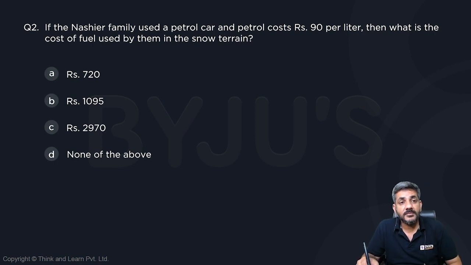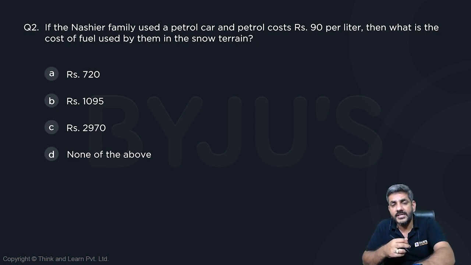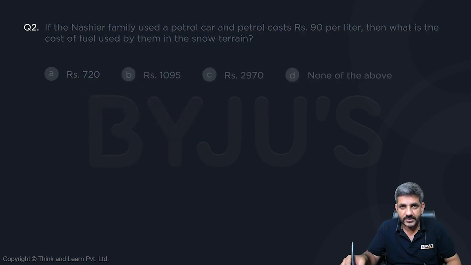Here we have question number 2. If the Nesher family used a petrol car and petrol costs rupees 90 per liter, then what is the cost of fuel used by them? Once again, he is talking about the snow terrain.